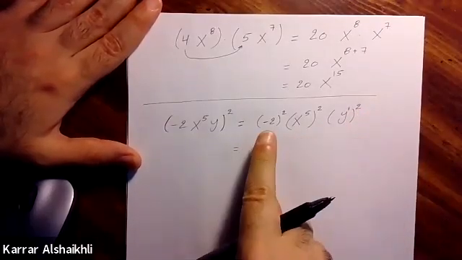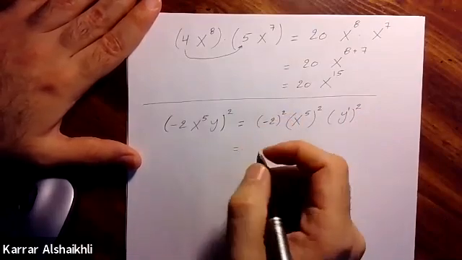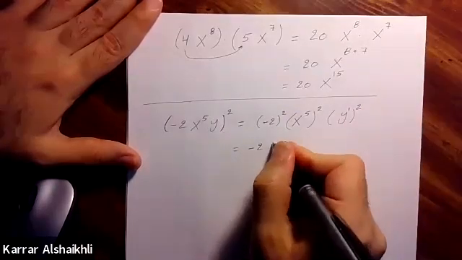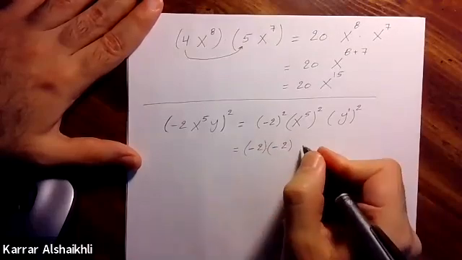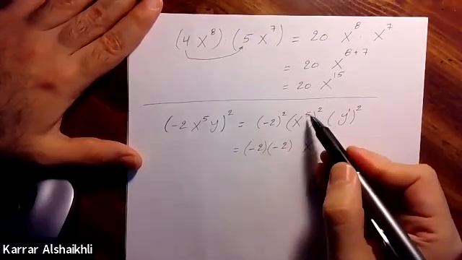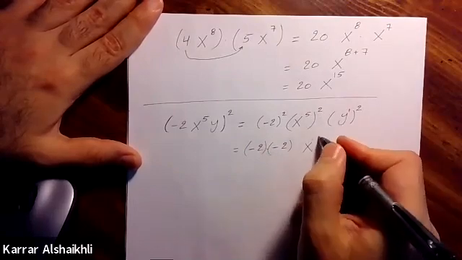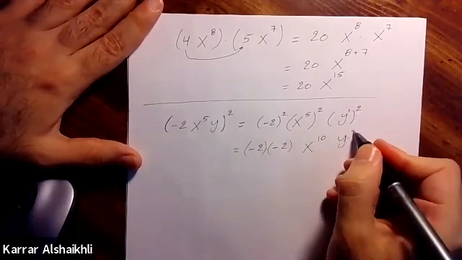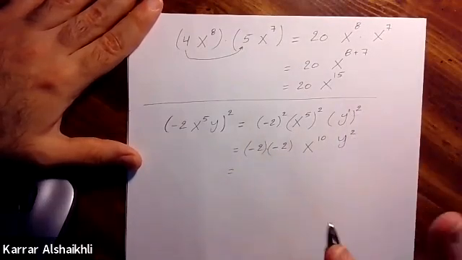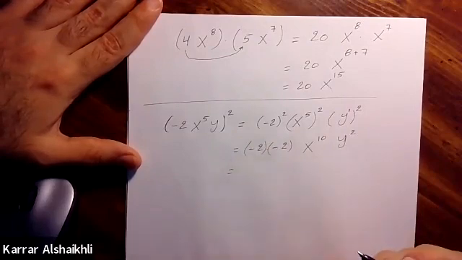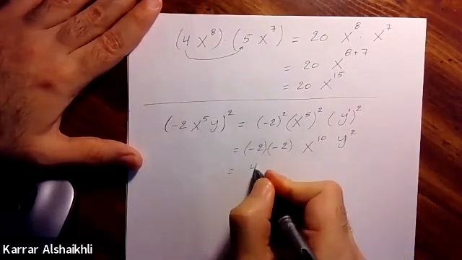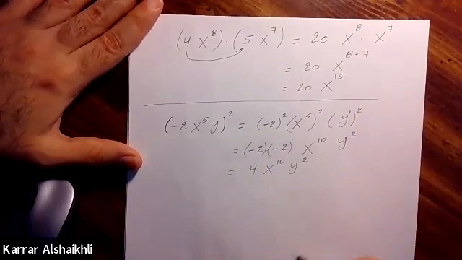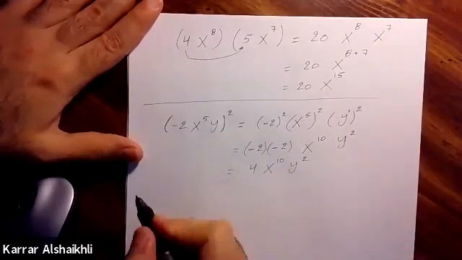Now, (-2) squared means -2 times -2. I'm done here. I have to multiply these two numbers. For x, I'm going to multiply the exponents: 5 times 2 is going to be 10. For y, 1 times 2 is going to be 2. Now, the final result: negative times negative is going to be positive, 2 times 2 is going to be 4, and here is x to the power 10 y squared. This is the final result.